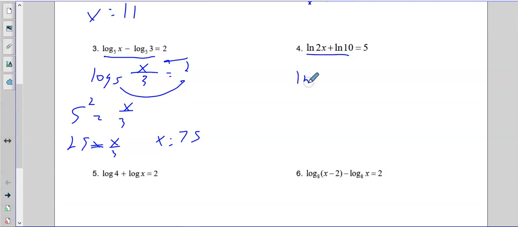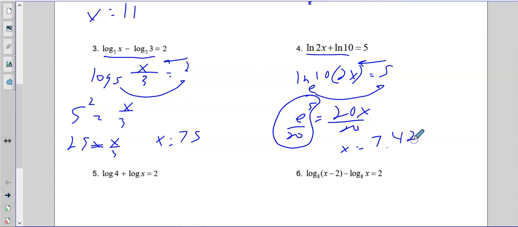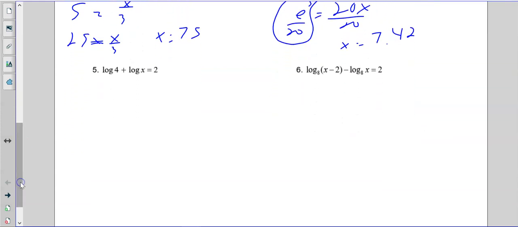Again, always condense. So we're going to write ln once. Remember, plus means times. So that's 10 times 2x, or 2x times 10, doesn't matter. So again, remember, this is an e. If there's nothing there, it's an e. So swish and flick. E to the fifth equals 20x. Divide both sides by 20. Type this in your calculator: e to the fifth divided by 20. X is 7.42. If you want to do it in 2 steps, you can.